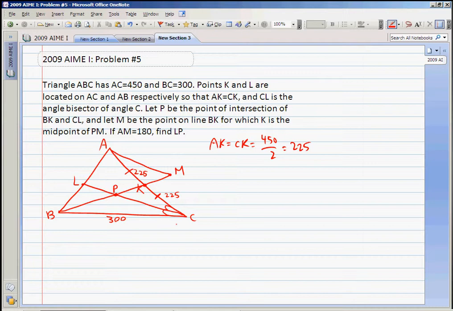And we let P be the point of intersection of BK and CL. So we extend BK and put point P as the place where CL and BK intersect, which is right here. And M is the point on line BK for which K is the midpoint of PM. So in other words, we have M on line BK such that PK is congruent to KM, since K is the midpoint of PM. And furthermore, we are given that AM is equal to 180. So we can mark that here.